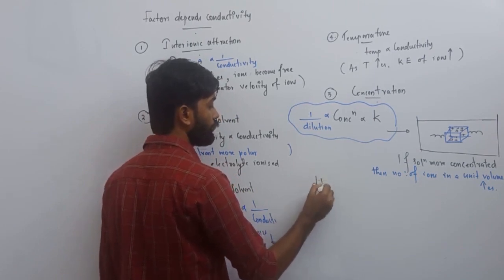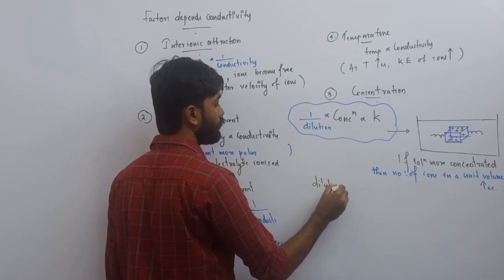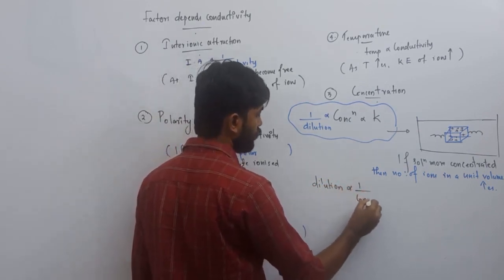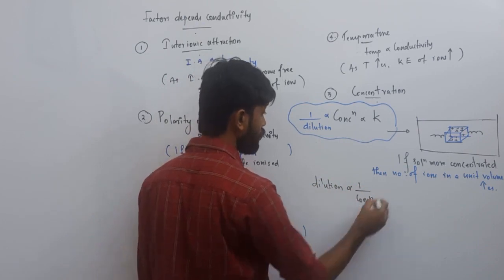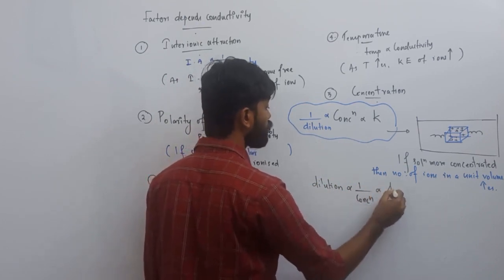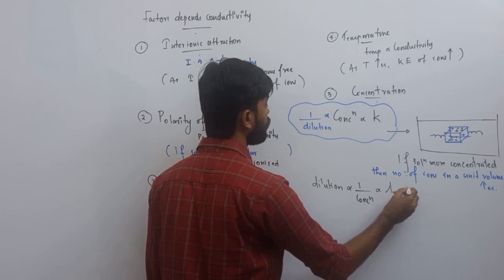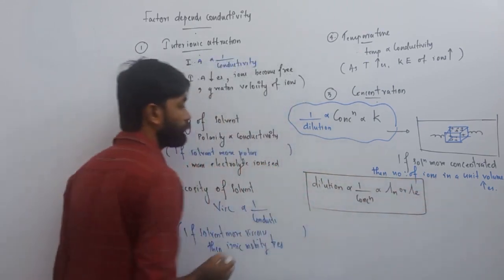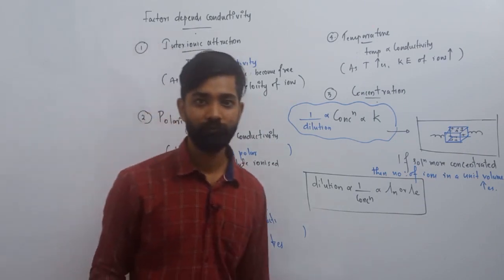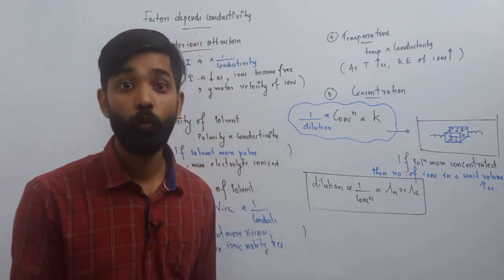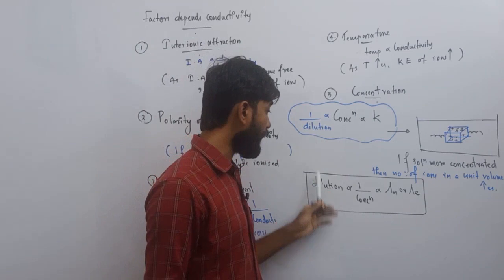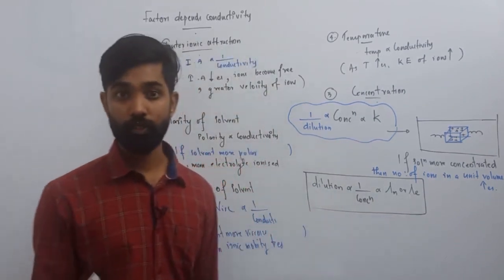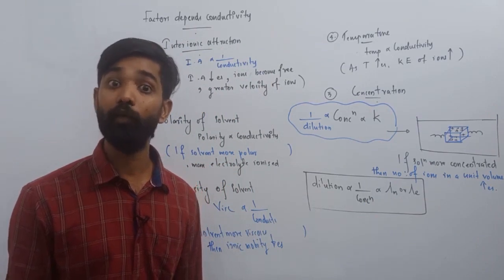Listen, but our dilution, which is inversely proportional to concentration, that we know, as dilution increases, concentration decreases, but it is directly proportional to lambda m or lambda e. This is important. If we increase the dilution, what happens? Lambda m or lambda e increases. Molar conductivity or equivalent conductivity increases.